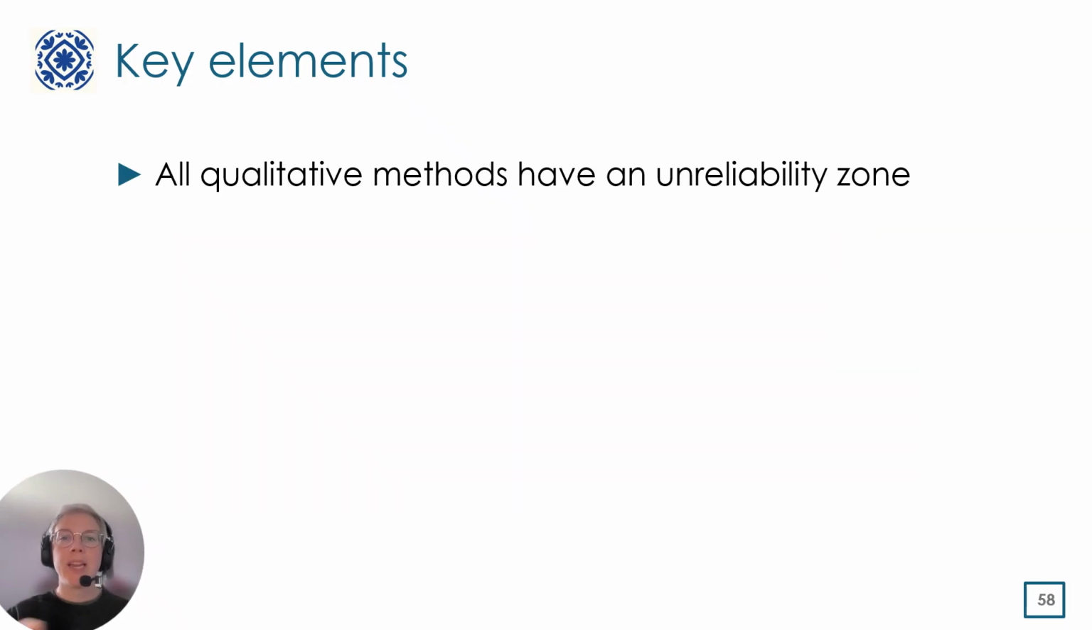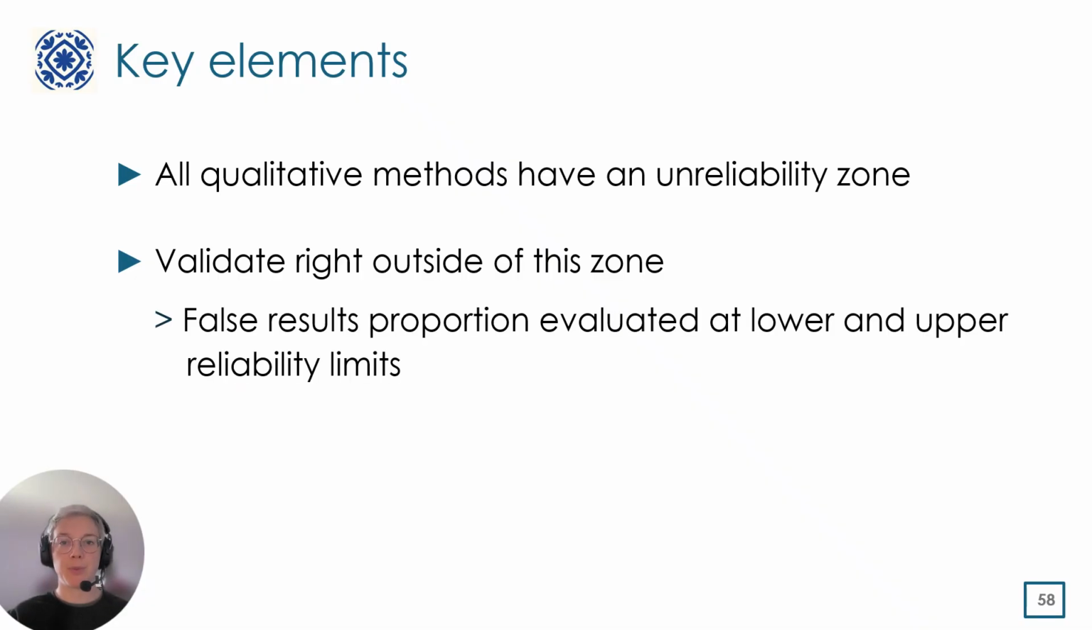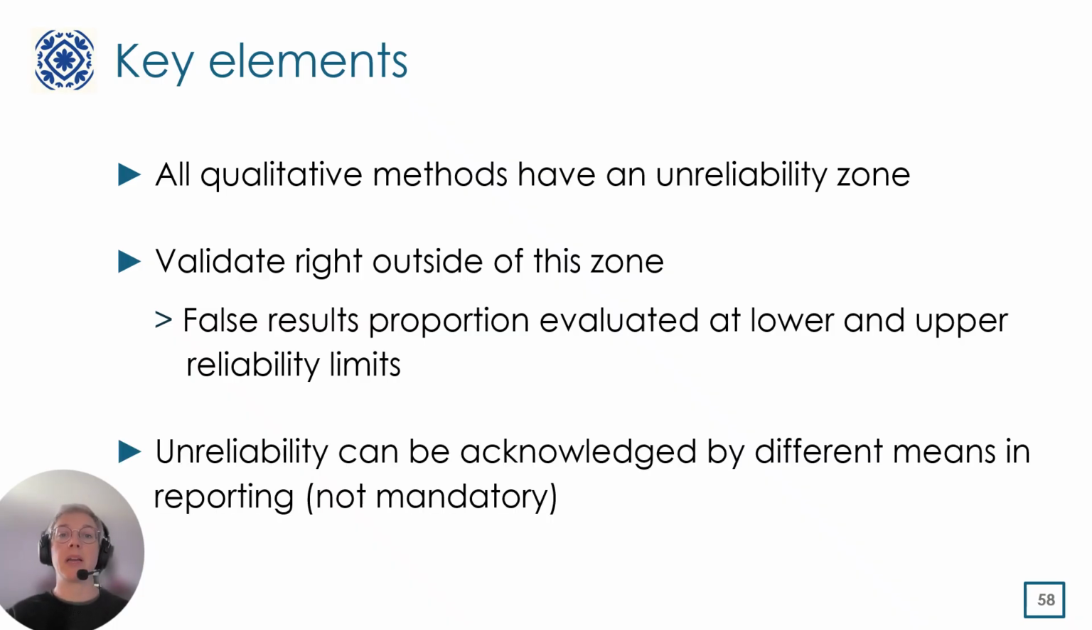In every qualitative method, there is a range around the threshold where results are uncertain. We validate right outside of this zone. The number of false results, false positives and false negatives, is evaluated at the lower and upper reliability limits. You might want to acknowledge this unreliability in your reporting, although ASB is not going to force your hand on this just yet.